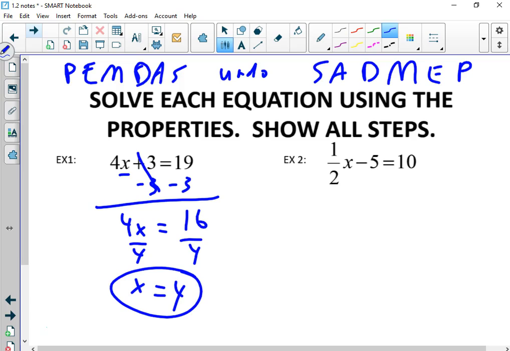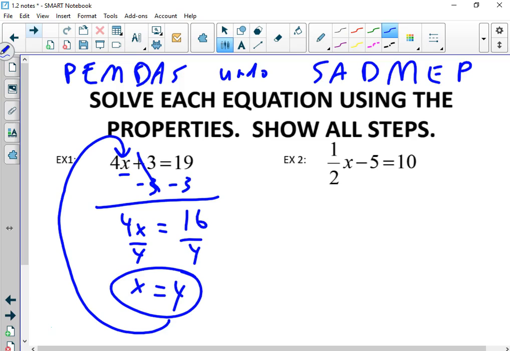I don't know how, but let's say I got x equals 5. You can take this and plug it back in here and check your answer. So let's say I got 5. 5 times 4 is 20, plus 3 is 23. Is that equal to 19? No. That means I got the wrong answer. So instead of moving on to the next question on the test, not knowing if I got it right, I can plug that in and check my answer.